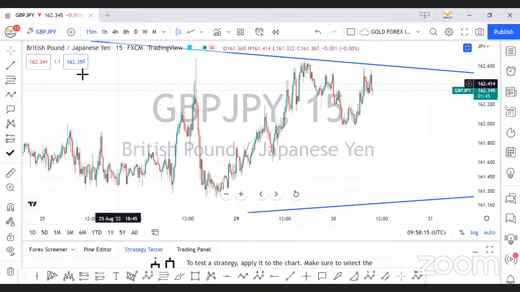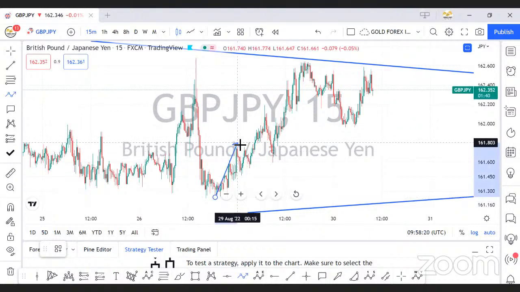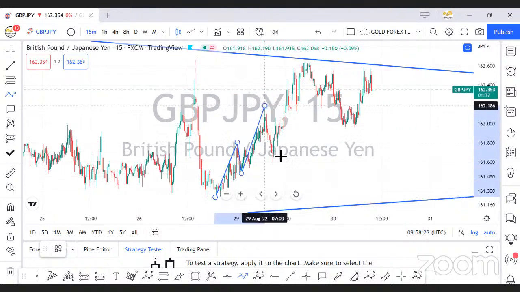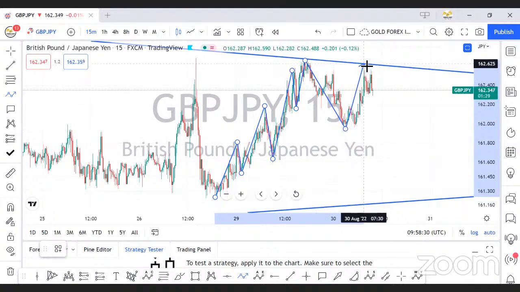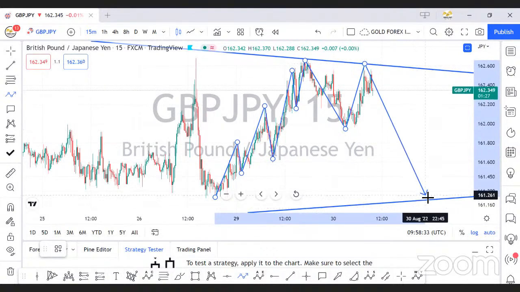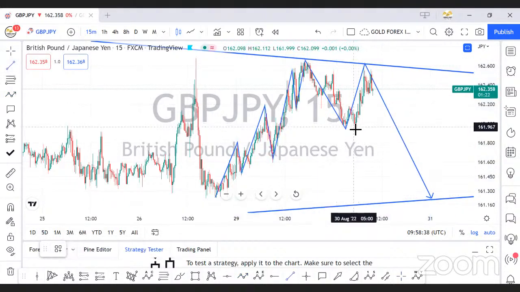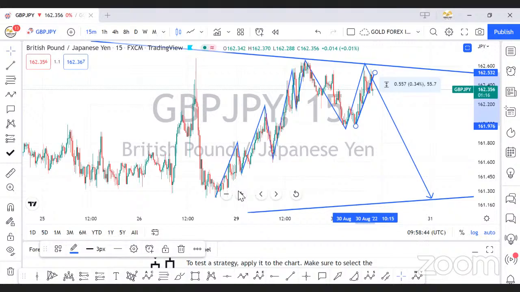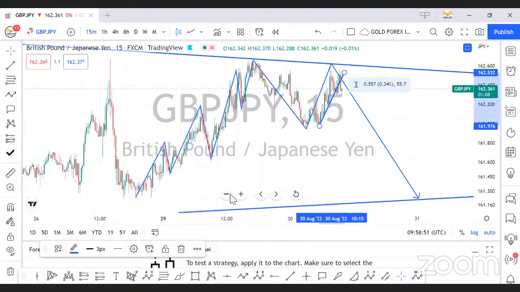So I can see something like this, more or less like this. This was a break of market structure retest, so it can go all the way down to this level. So you get what I'm saying. So that's what I'm expecting. I'm expecting to have a breakdown all the way to this level.